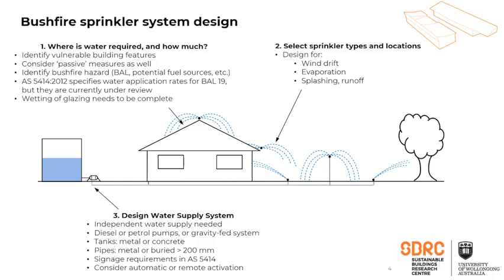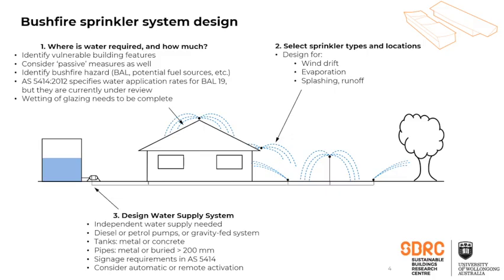And then the aspect of the design that we know the most about, or with the most certainty, is the design of the water supply systems. So we do know you need an independent water supply and a means to move that water without relying on the mains electricity. We know that tanks need to be metal or concrete. Plastic tanks will melt in the bushfire. Pipes need to be metal or buried more than 200 millimetres under the ground. All fittings and pipes need to be of that construction. Even if you have one plastic fitting in the system, that could be the weak link that makes it fail.